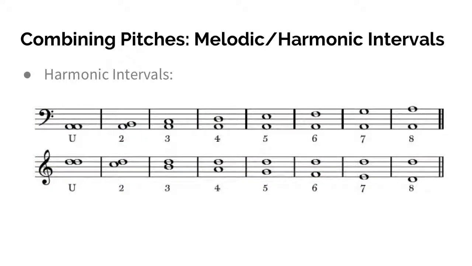Here we have harmonic intervals. Again, when you play the same note at the same time, we have a unison. Also down here we have what we call an octave. When you play the same pitch either above or below it, that is called an octave. Let's look at our sixth. Let's pretend counting here: A is 1, B is 2, C is 3, D is 4, E is 5, F is 6.